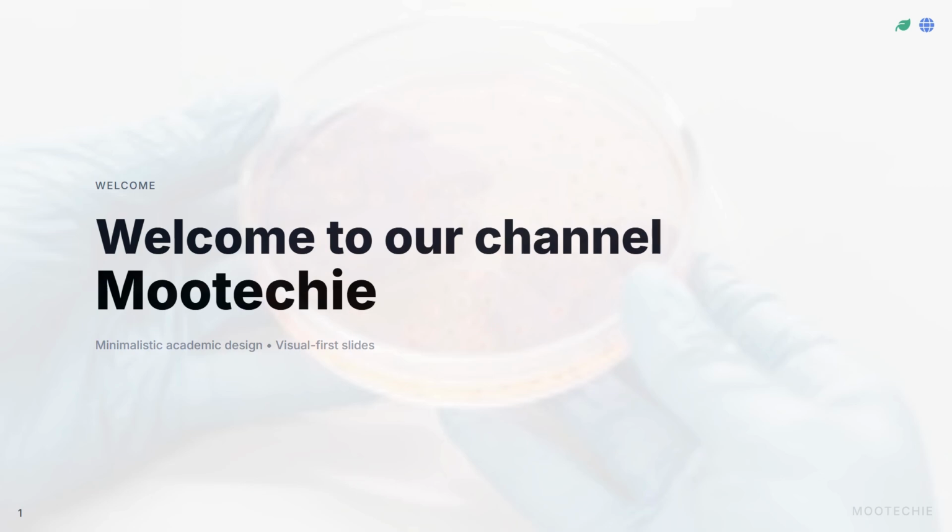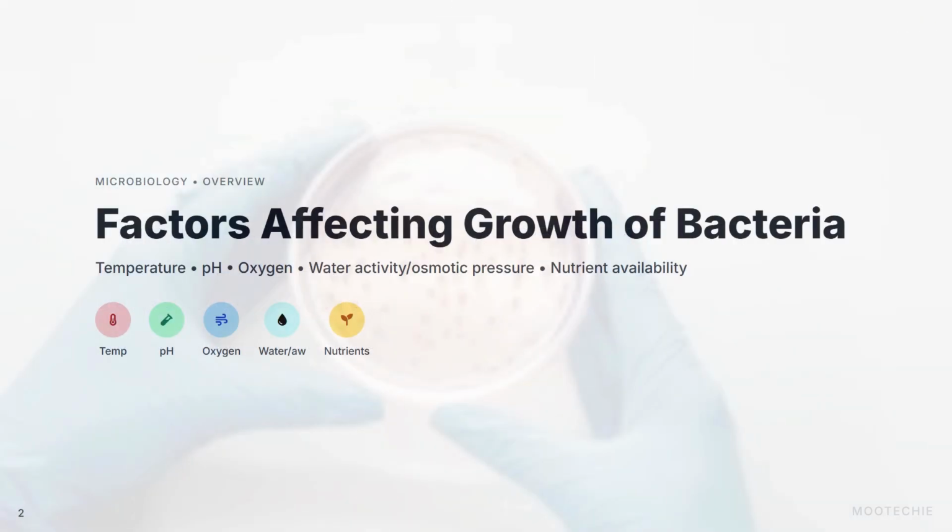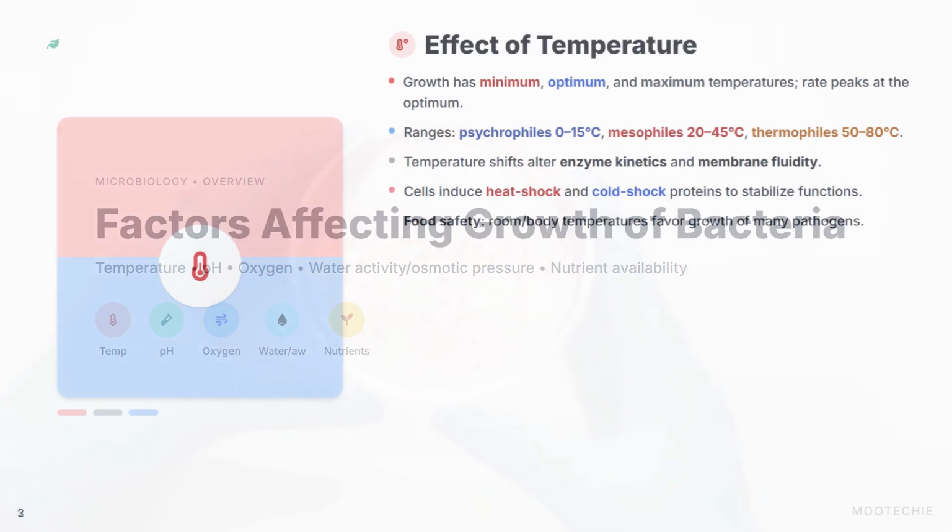In this video, we will learn about factors affecting growth of bacteria. Microbiology overview. The main factors we'll explore are temperature, pH, oxygen, water activity or osmotic pressure, and nutrient availability. You can see them summarized here in this table: temperature, pH, oxygen, water activity, and nutrients. Each of these environmental conditions plays a critical role in determining whether bacteria can grow, how quickly they multiply, and where they can survive.